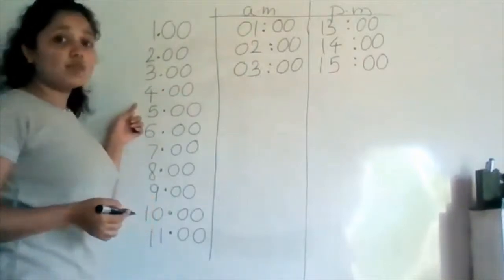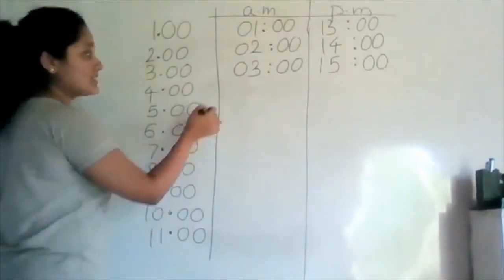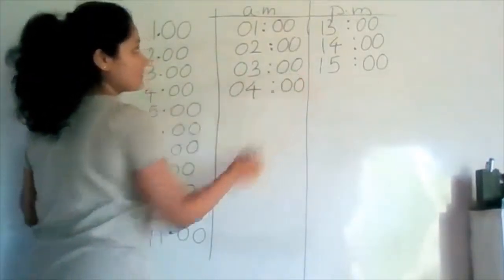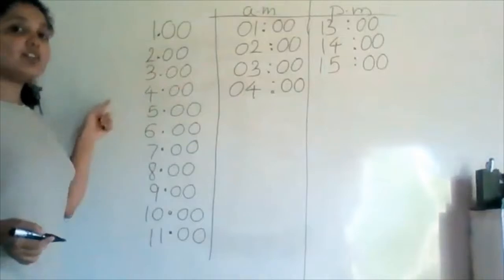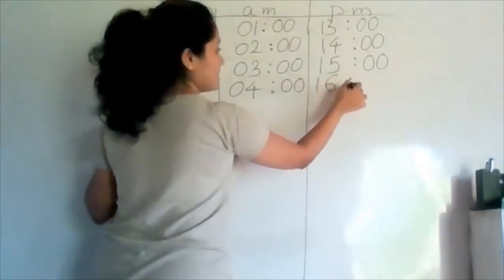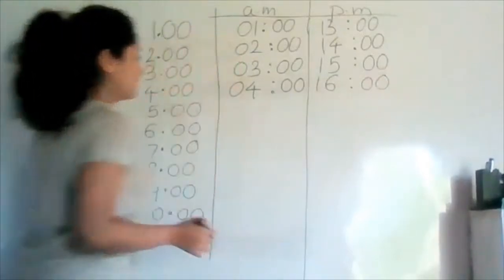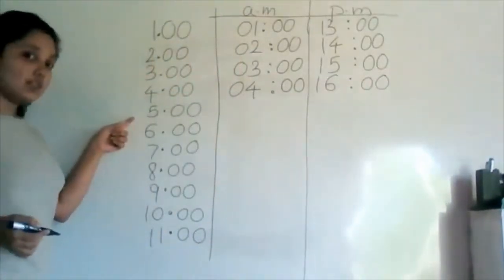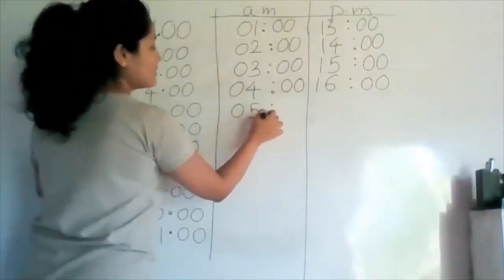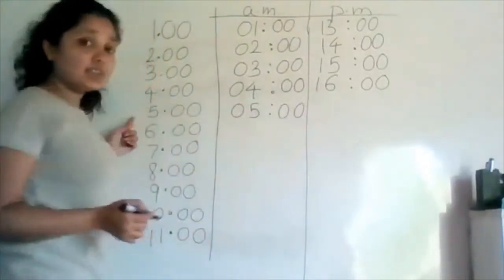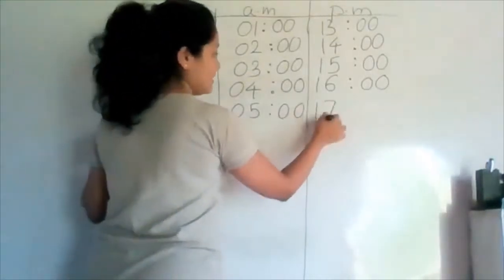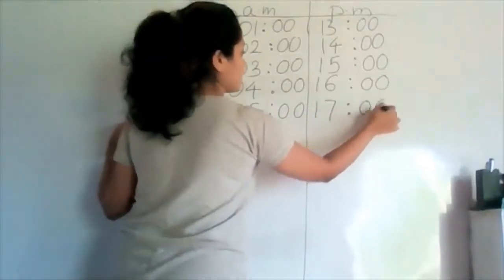So then the next one, 4 a.m. If it is 4 a.m., that is just 4: 04, double dots, then double zeros. If it is 4 p.m., 12 plus 4, that is 16 hours. So 16, double dots, double zeros. Then the next one is 5. If it is 5 a.m., that is just 5: 05, double dots, double zeros. If it is 5 p.m., 12 plus 5, so that is 17. So 17, double dots, double zeros.